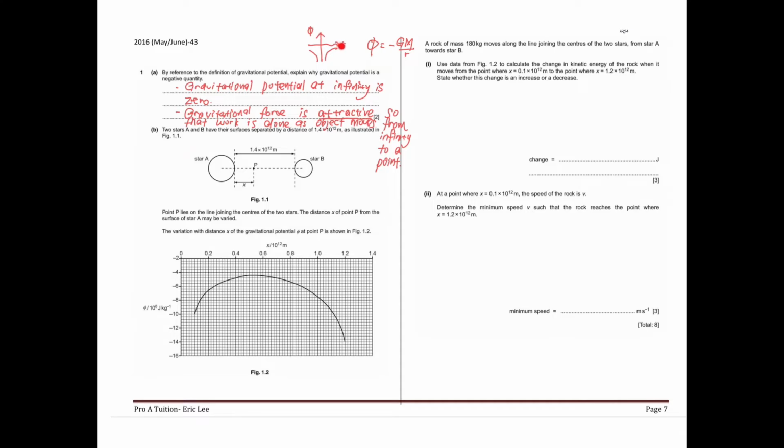Phi versus r, the graph is like this. Okay, the graph is like this. But how come in this situation the graph looks different from that graph? So we have to understand why this graph is different from these. So let's think about this. I can explain it in this way.